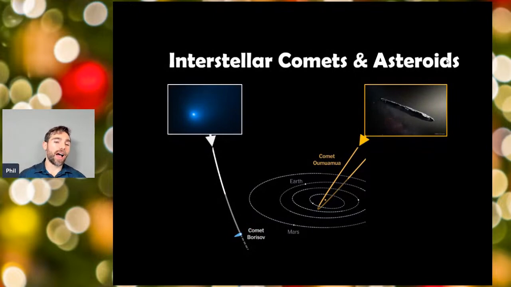So I'm going to diverge a little bit and look at interstellar objects. So we've looked at moons and how they get around the planets.